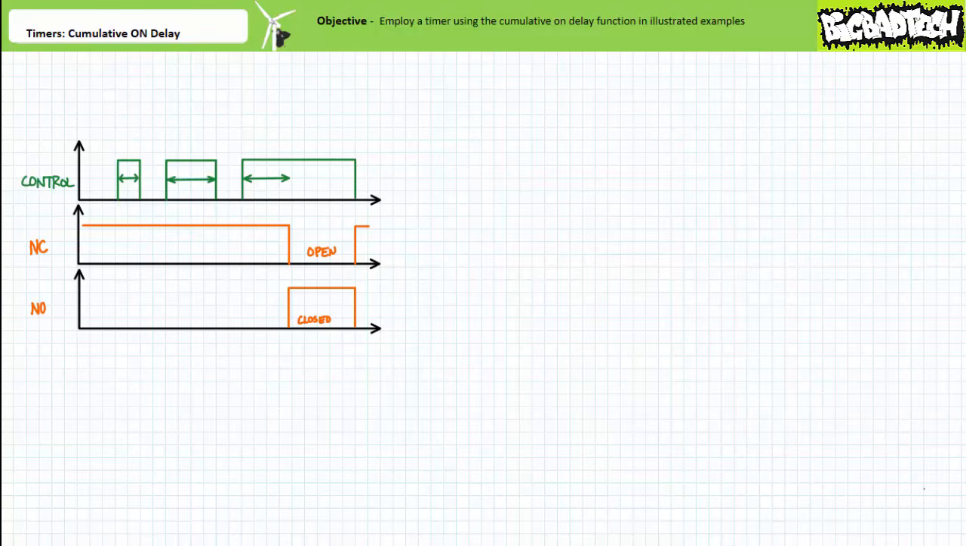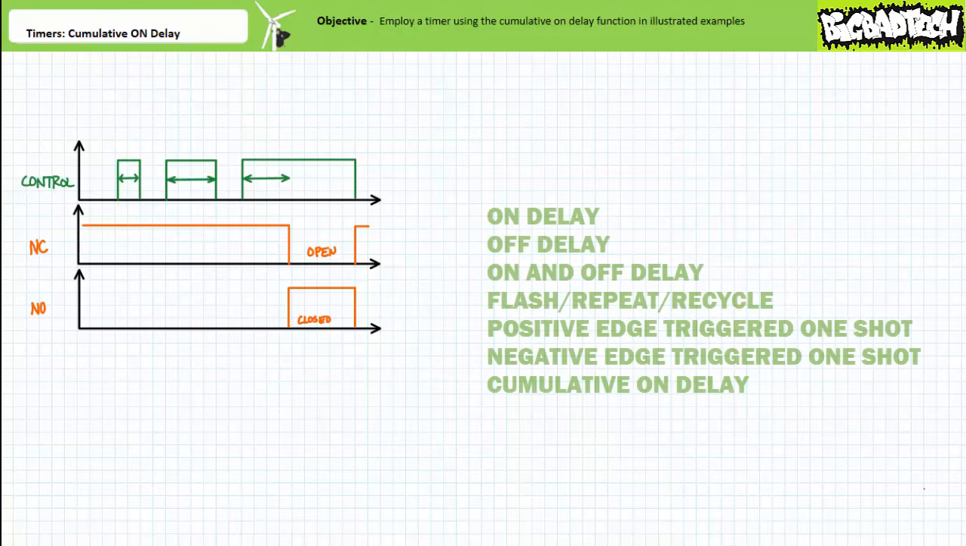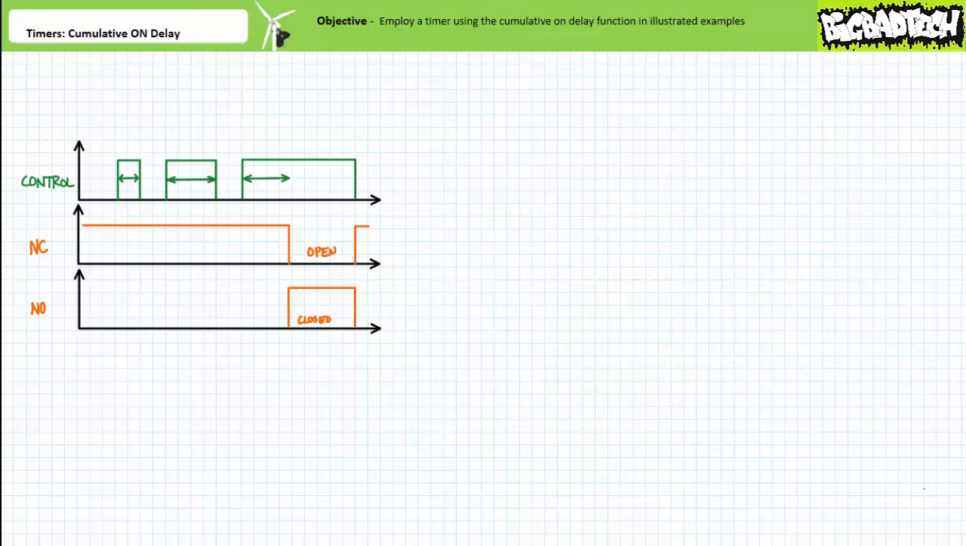Recall that a timer is a control device that exhibits a time-based shift between the assertion of its controlling input and the activation or deactivation of its associated contacts. Timers can perform numerous functions, including, but not limited to, on-delay, off-delay, on and off-delay, flash, repeat, or recycle, positive or negative edge-triggered one-shots, cumulative on-delays, and more. Today's lecture deals exclusively with the cumulative on-delay function.